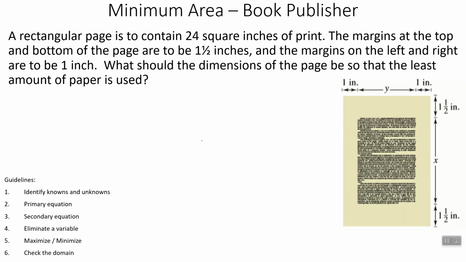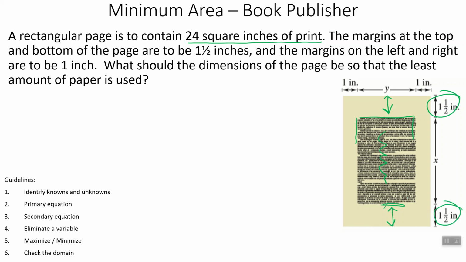All right, the classic book publisher problem. A rectangular page is to contain 24 square inches of print. So that's this section in here, 24 square inches of print. The margins at the top and bottom of the page need to be 1.5 inches. So top and bottom, we've got 1.5 inches right here. Same thing on the bottom here, 1.5 inches.